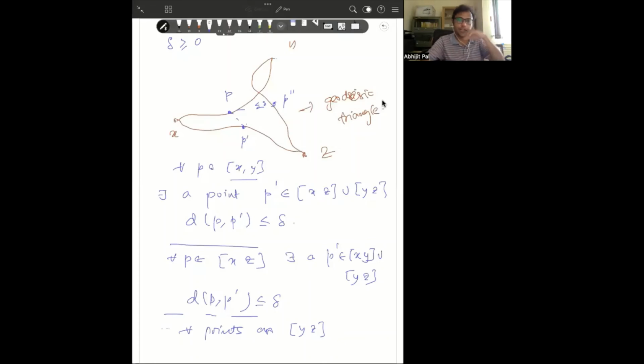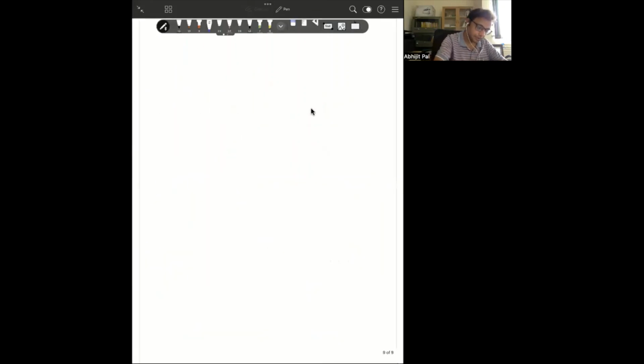Any questions? All of you got the definition of the slim triangle? Now let me give you this exercise. Let us take a tree. Let T be an infinite tree with edge length 1, or edges are isometric to the unit interval.